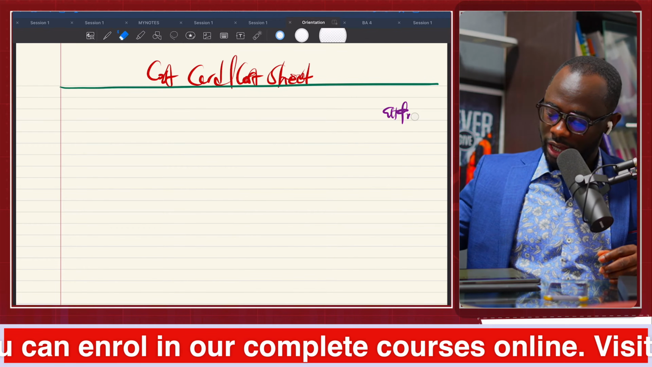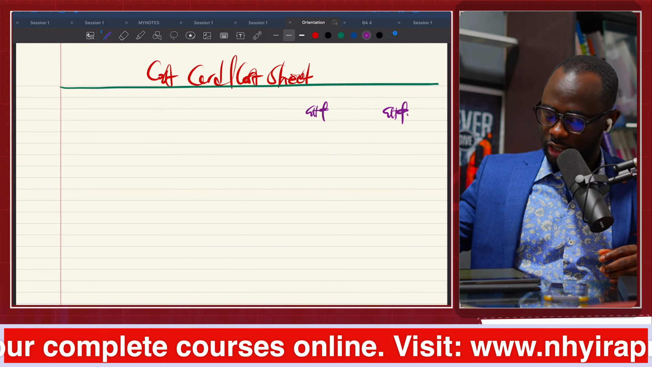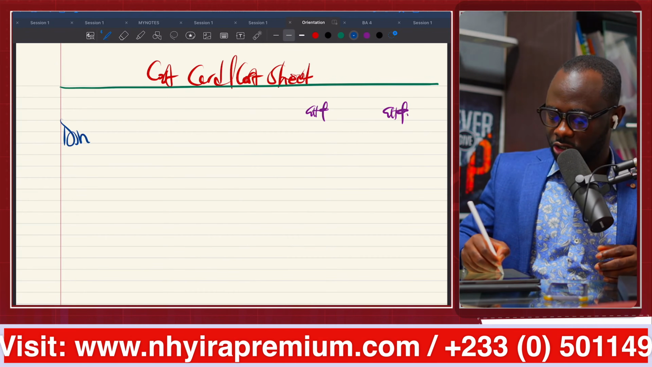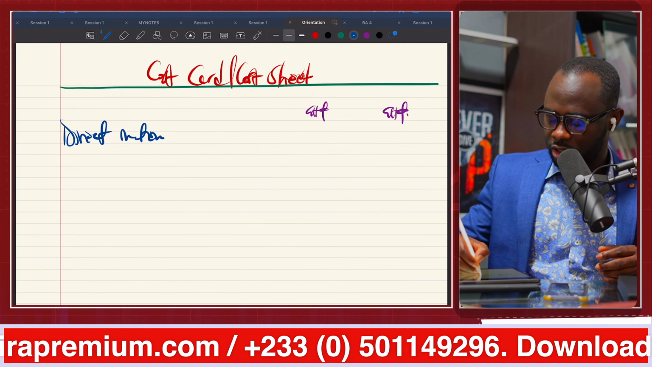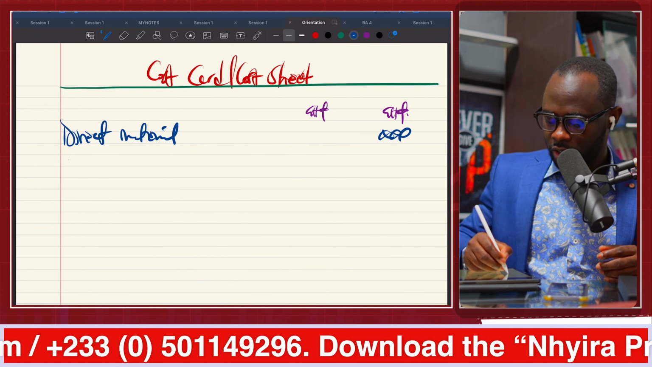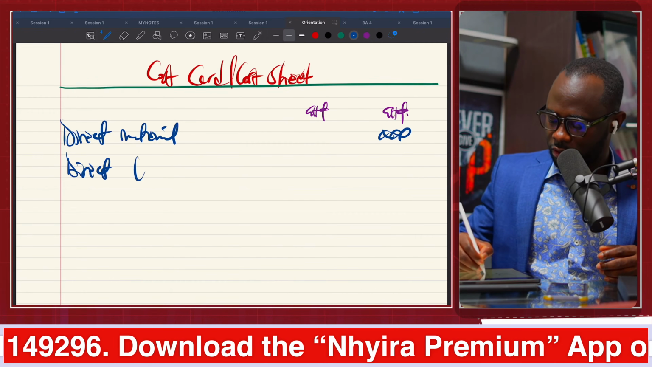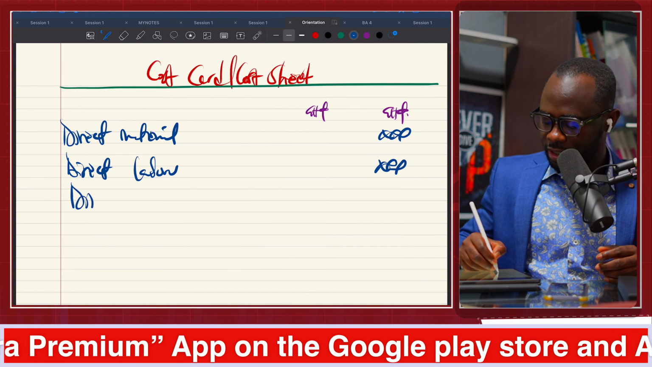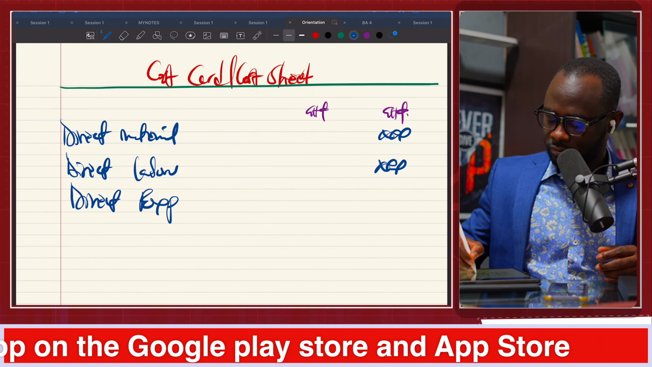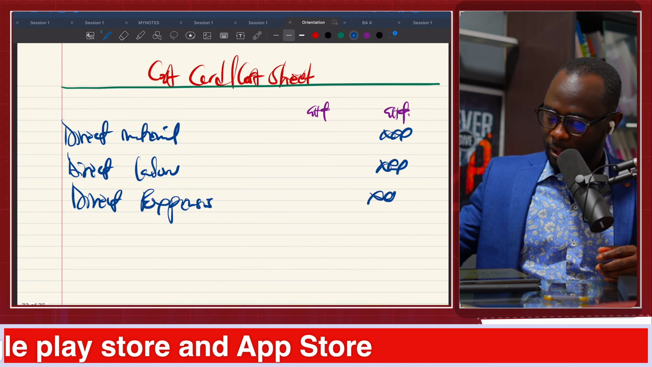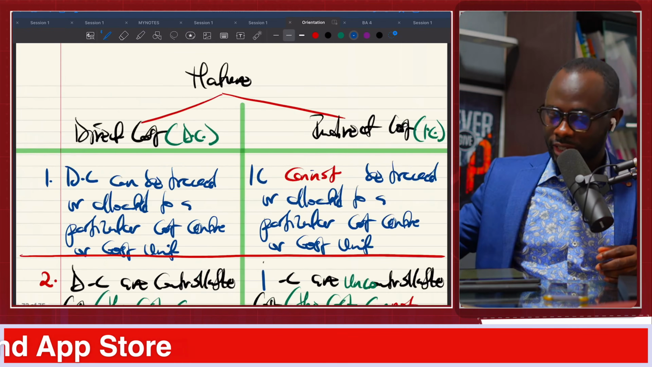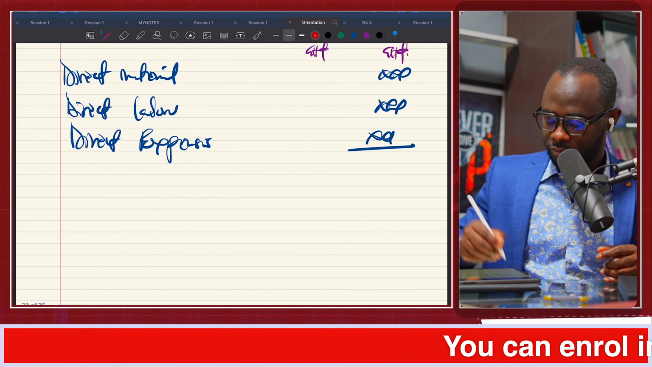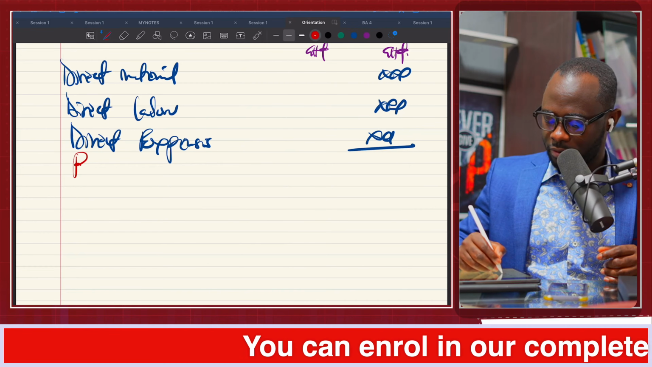So we're going to work probably in 2 columns like this. First, we bring our direct costs. So we're going to have direct material coming up. We'll have direct labor following in. We'll bring in the direct expenses coming up. What did we say? We said summation of all direct costs gives us prime cost. So we get a prime cost.